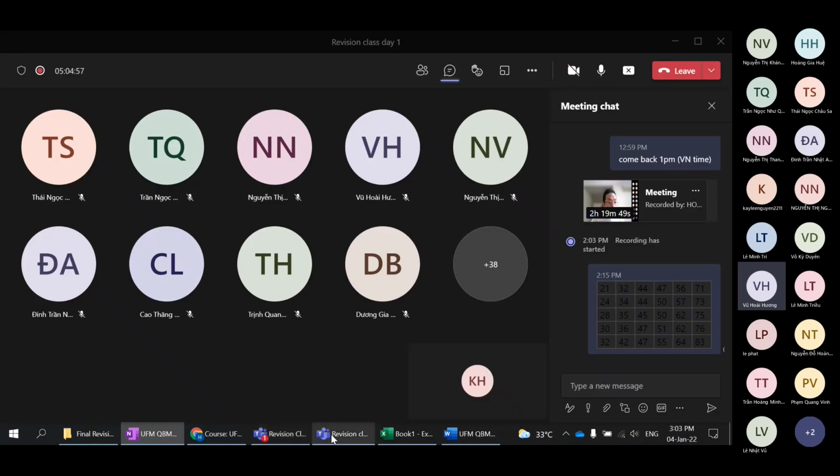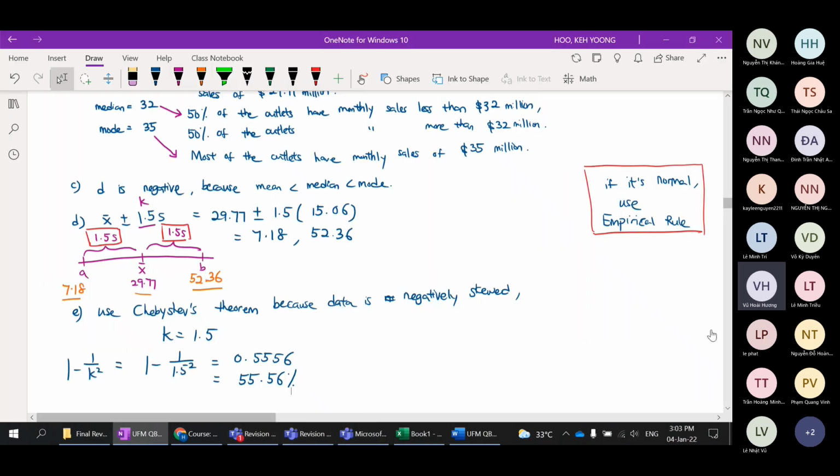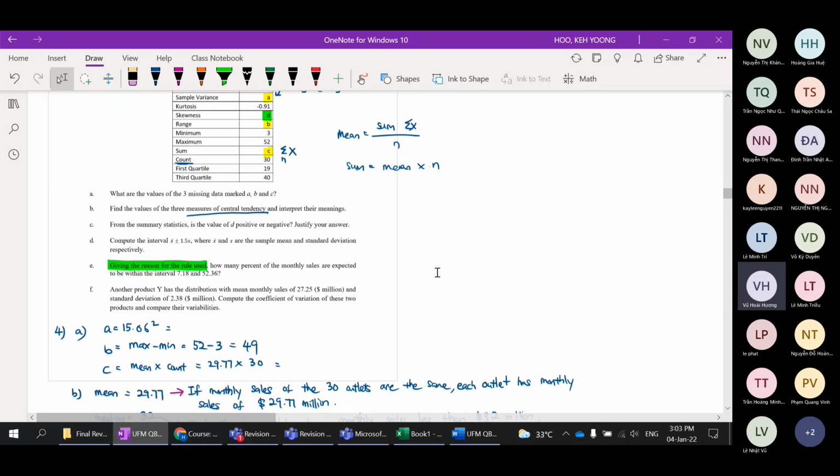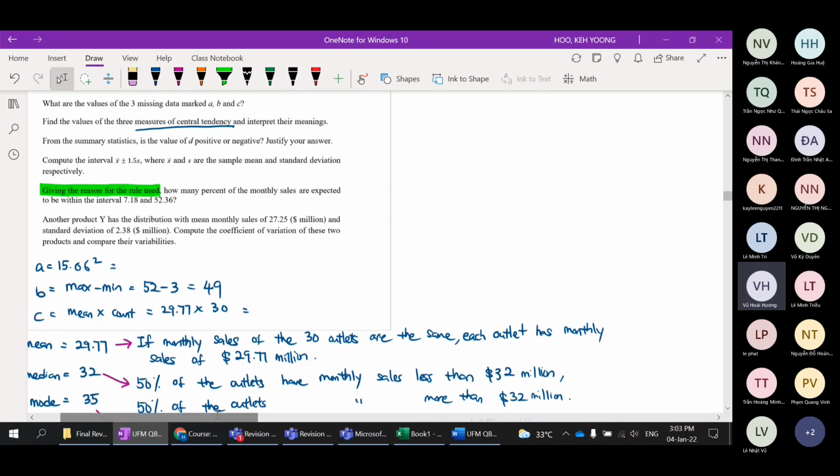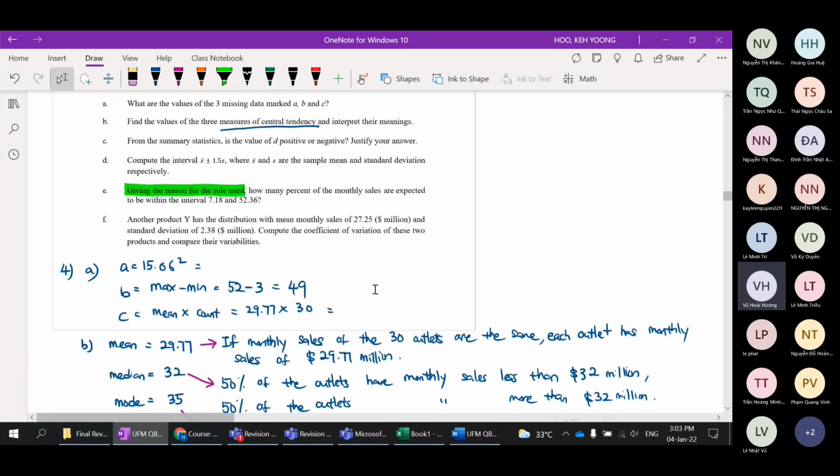Can you guys follow? Right, question F. Another product has a distribution with monthly sales of $27.25 million and a standard deviation of $2.38 million. Compute the coefficients of variation of these two products and compare their variability.